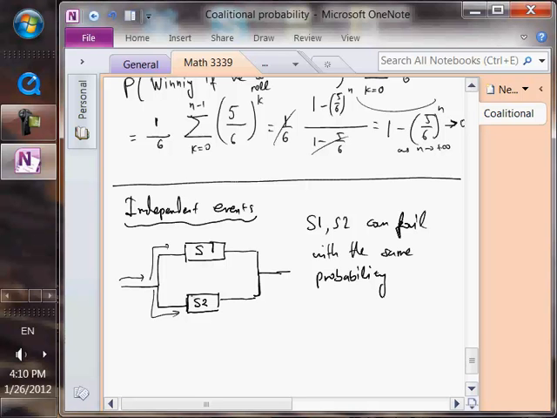So what is the probability that we have a complete failure of the system? Each one can fail with probability P. Probability that S1 fails and that S2 fails. So what is the probability that we're asking for? Probability of complete failure of the system, very correctly identified by Martin, is the probability that S1 fails and S2 fails.